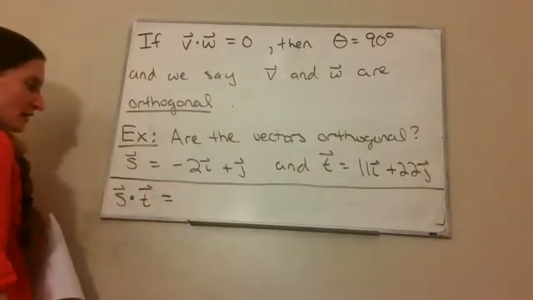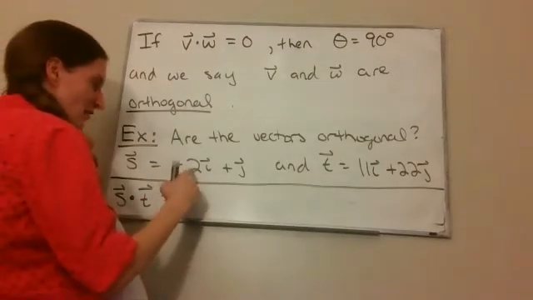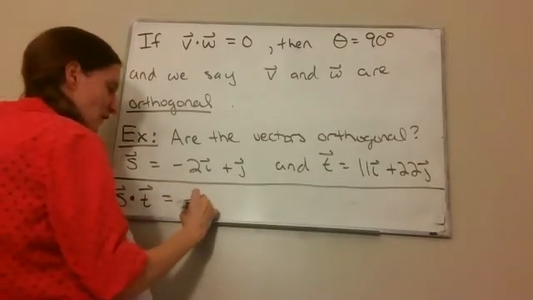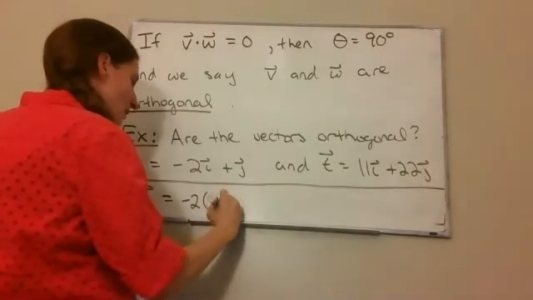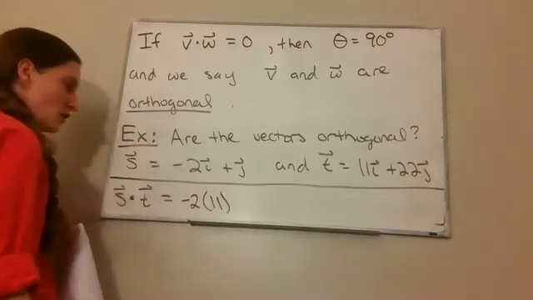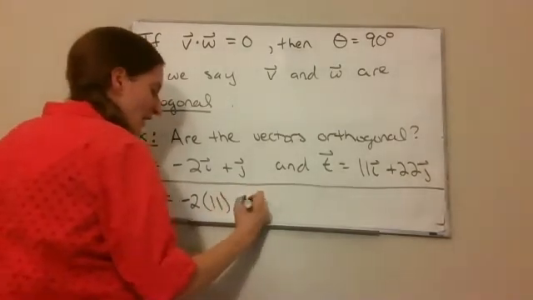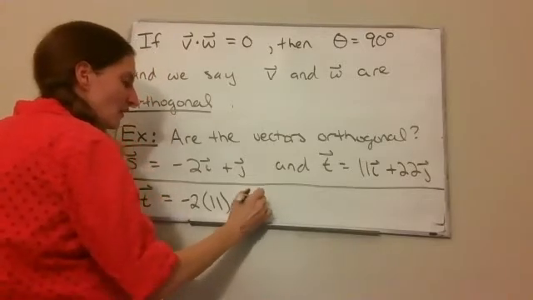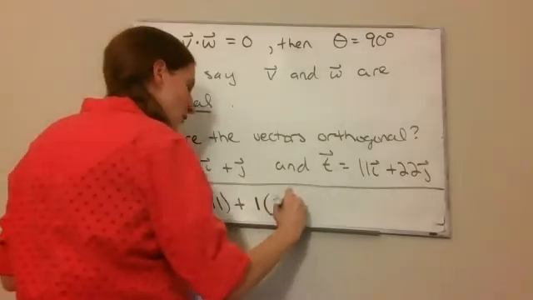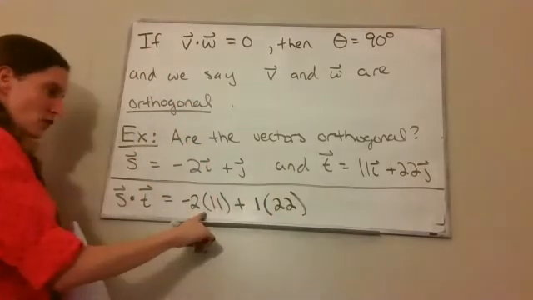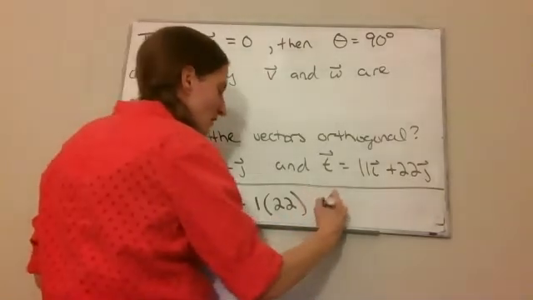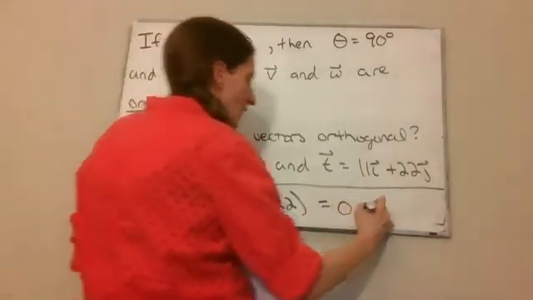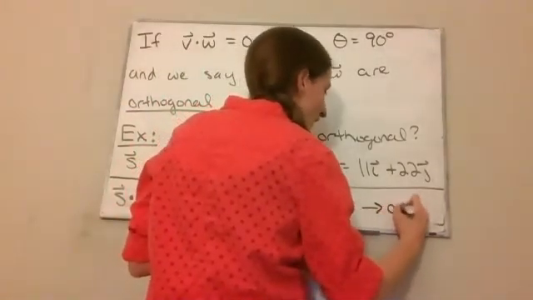So the dot product of S and T, I would take my first component, which is negative 2, times the first component of T, so negative 2 times 11, plus the product of the second components, 1 and 22. So I get negative 22 plus positive 22, which is 0. So are they orthogonal? Yes, they are.